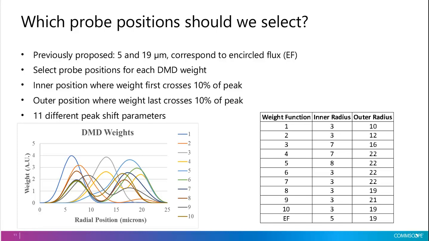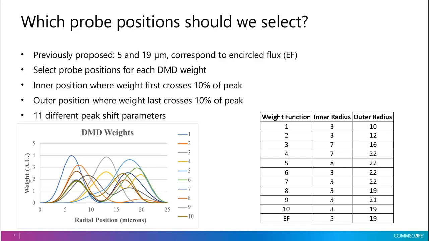So the first question for peak shift is which probe positions should we select? We're going to look at 2 different pulses. Which 2 should we look at? It's been proposed in the literature that we look at the 5 and the 19 micron positions and compare those 2. And that makes sense because that's where we have in-circle flux requirements for transmitters for multimode fiber. So we'll look at that.